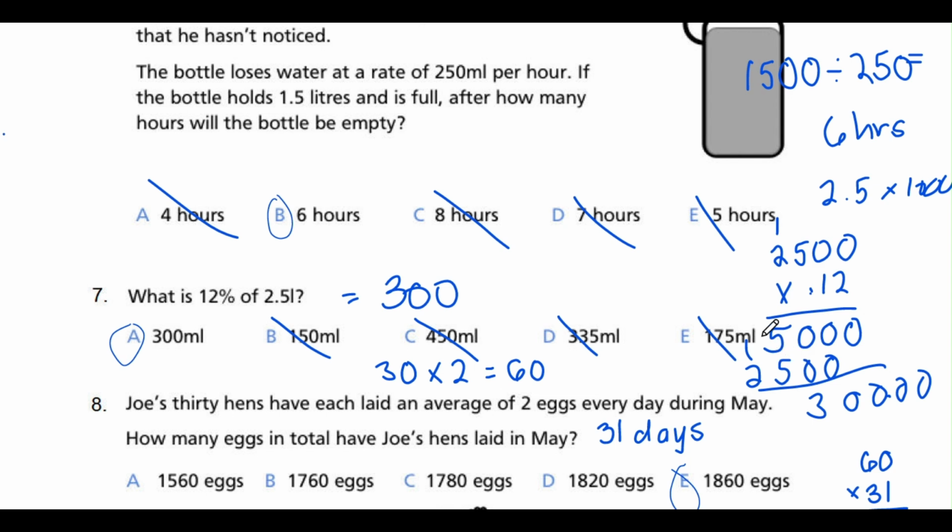We need 12%, which is 10% plus 1% plus 1%. This is 250 plus 25 plus 25 equals 300. So 12% of 2.5 L is 300 milliliters.